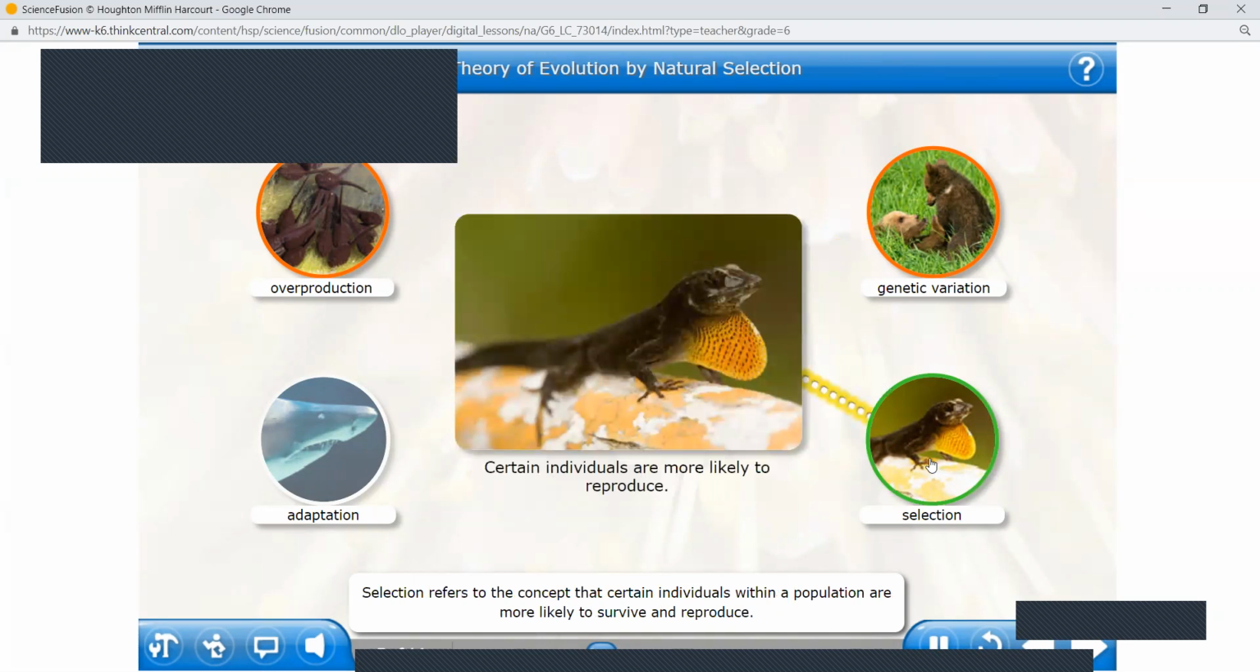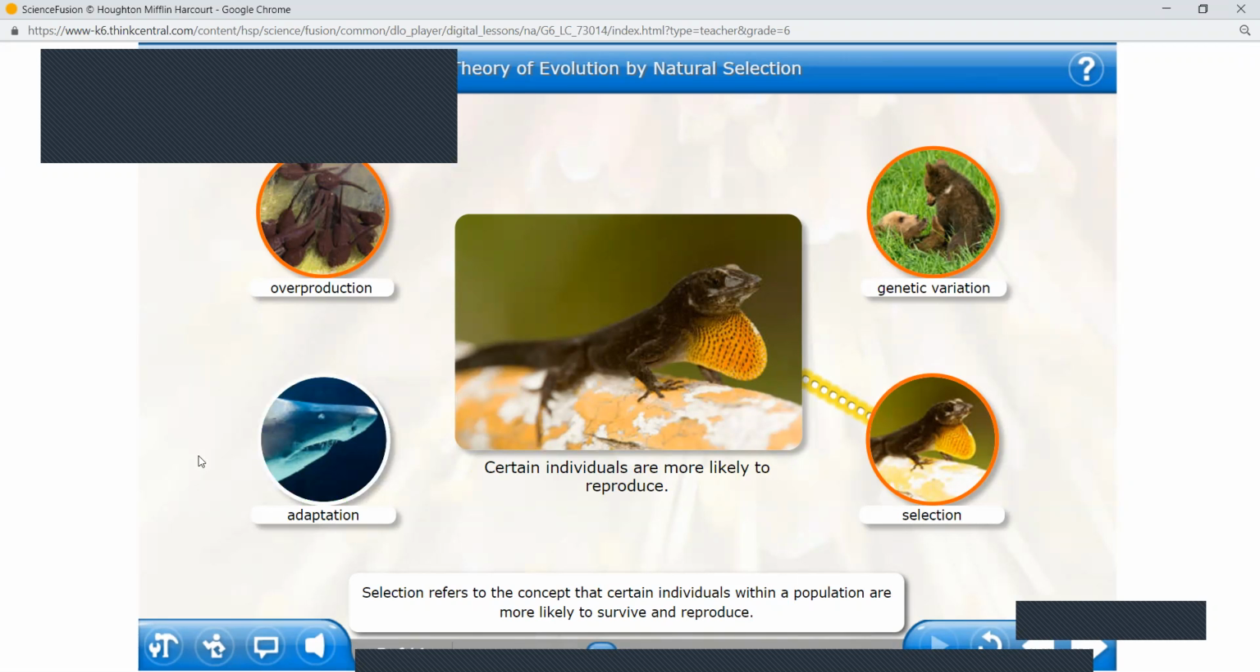Selection refers to the concept that certain individuals within a population are more likely to survive and reproduce. We spoke about genes in genetic variation, and here in selection, we said that certain individuals within a population are more likely to survive and reproduce. They have more chances of surviving and reproducing.